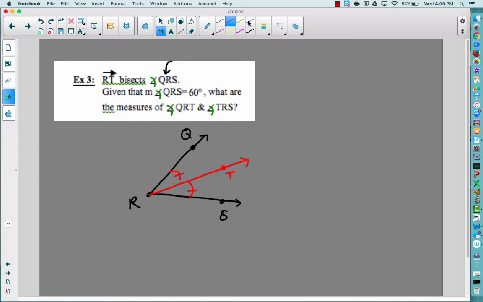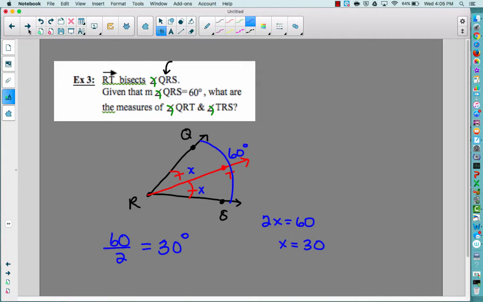And then I'm going to make sure that I mark the two angles that it cut congruent to each other, which means equals. All right, so now it says given that QRS is 60 degrees, so the entire angle is 60 degrees. What are the measures of QRT and TRS? If the whole thing's 60 and these both are equal, then I can take 60 and divide it by 2, which is going to give me 30 degrees. If I wanted to use algebra, I could say that these were both x, and I could then say that 2x equals 60 and x equals 30. Okay? All right.